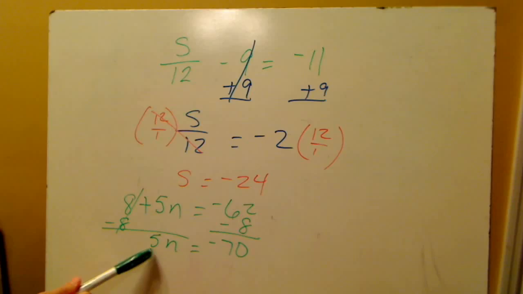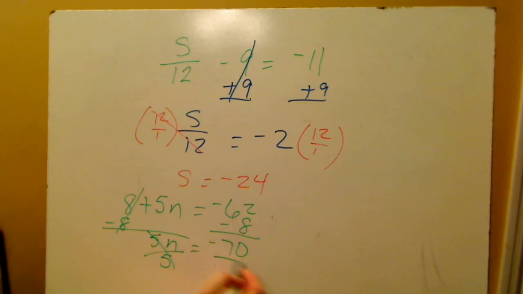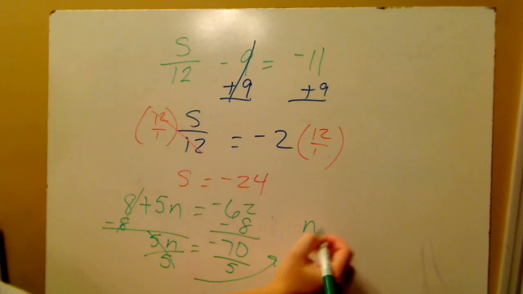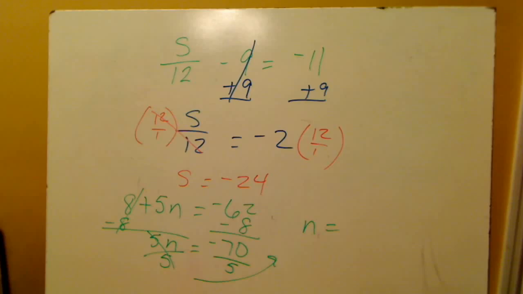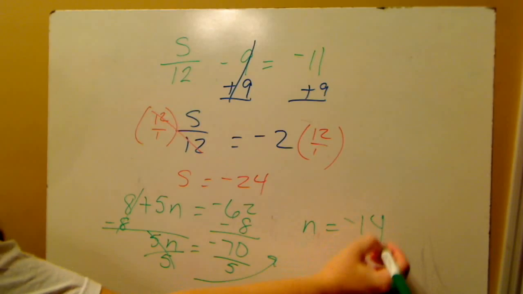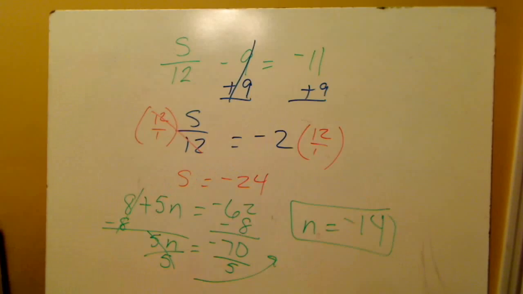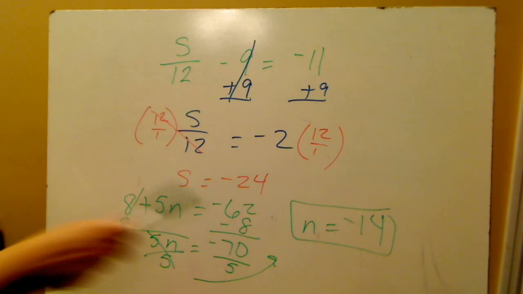And then again, here's multiplication. Divide both sides by 5. That leaves us with n is equal to negative 14. You can go back and check your answer. Negative 14 times 5 plus 8 does give you negative 62.